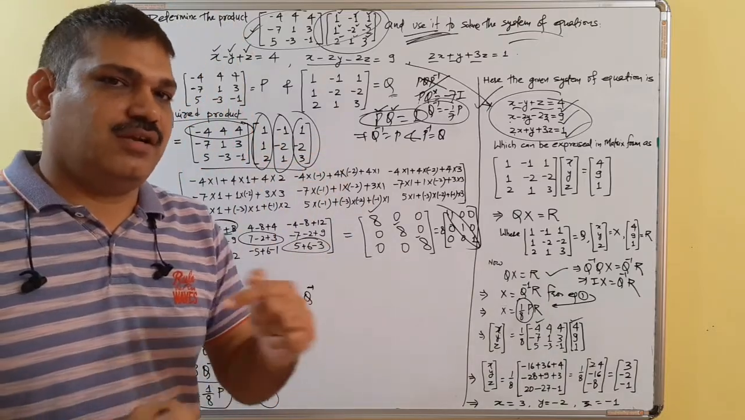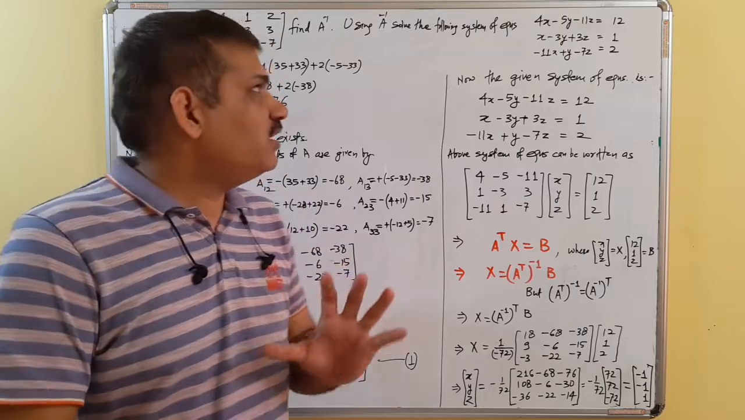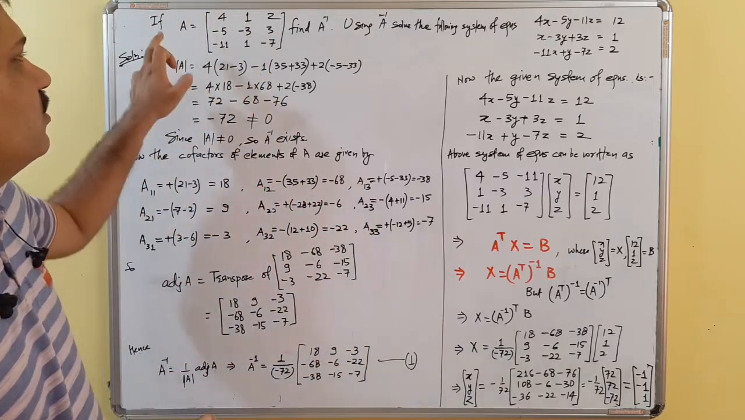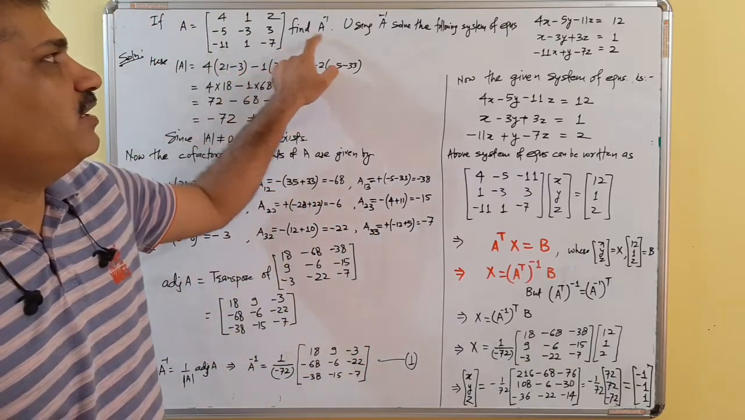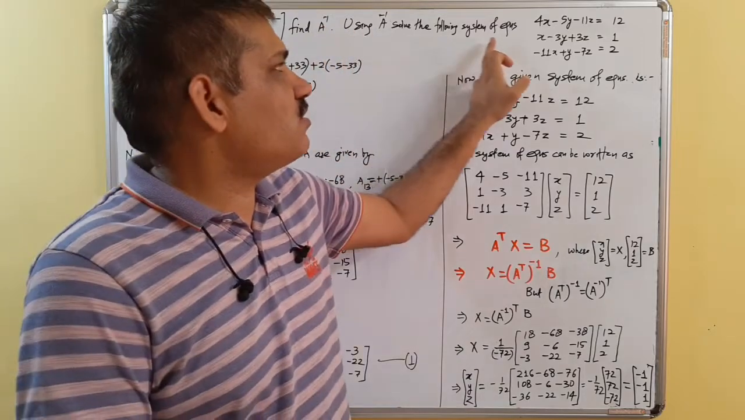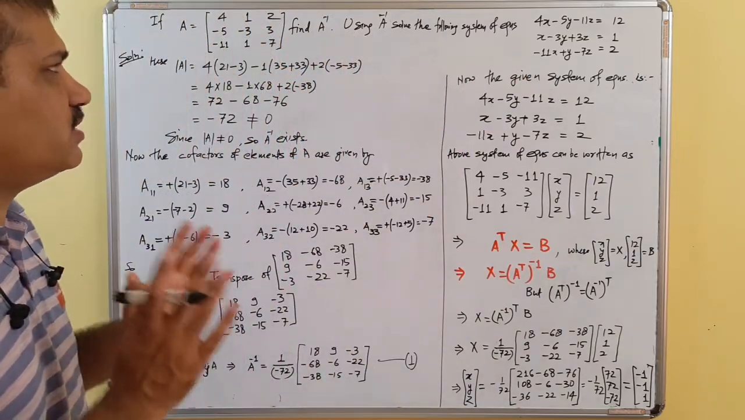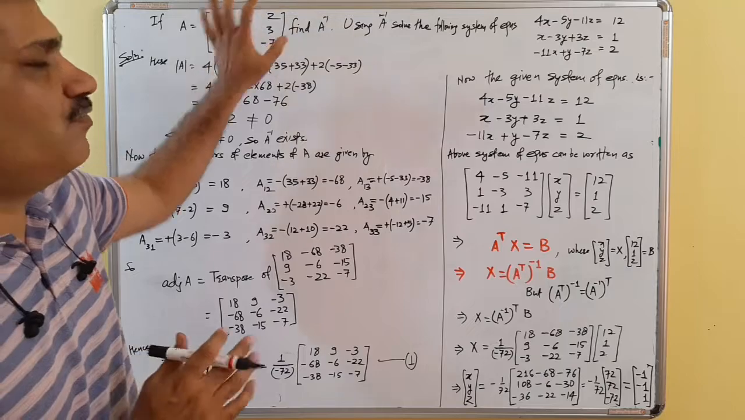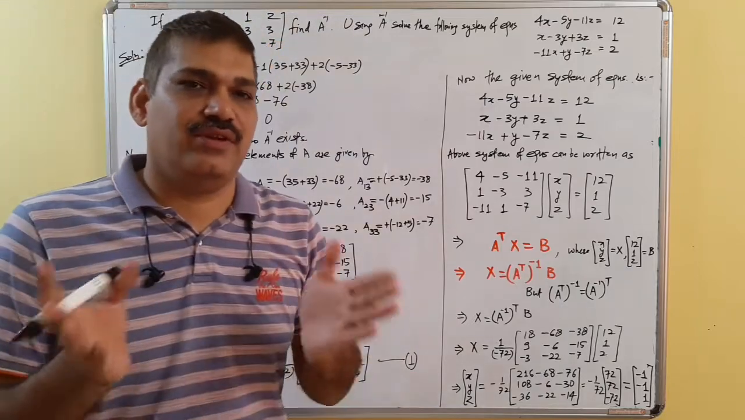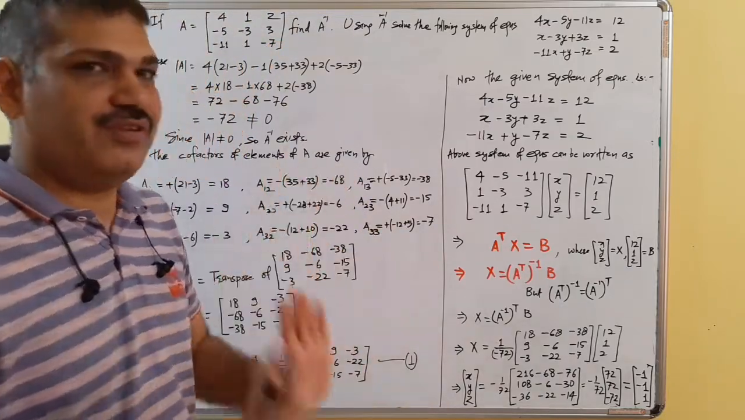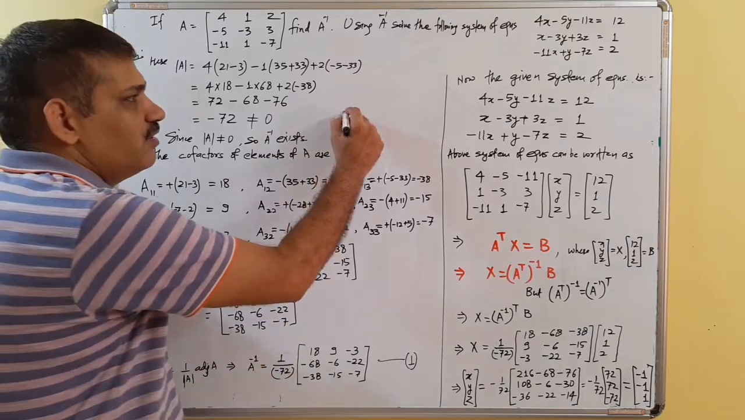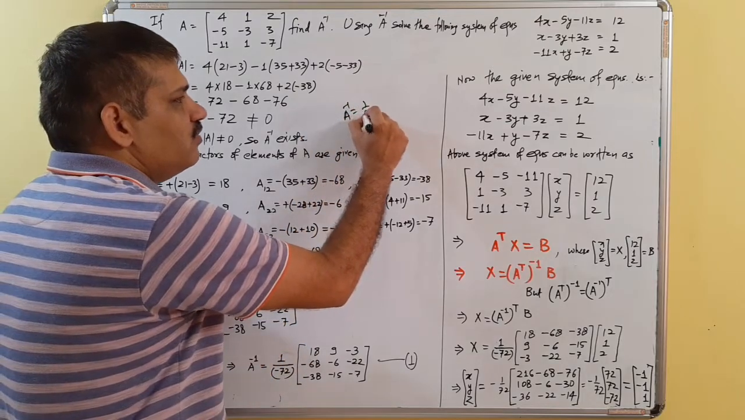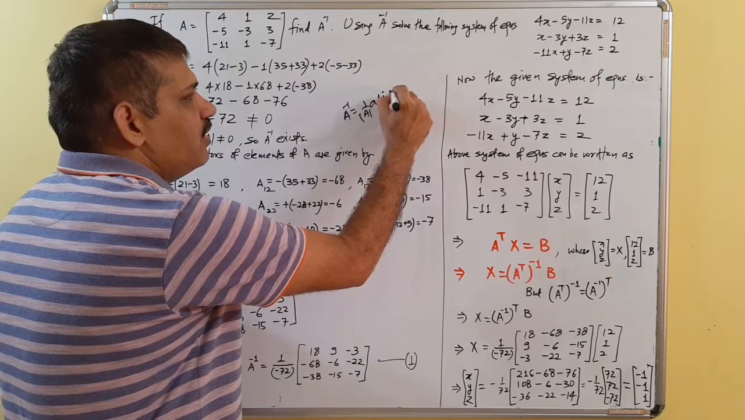Now we take some other kind of questions. Well, we have taken a question here. If A matrix is this, then find A inverse. Using A inverse, solve the following equations. See, here first of all we are to find A inverse, and that usually we do with the help of adjoint of A. For that we have A inverse is equal to 1 upon determinant A times of adjoint A.